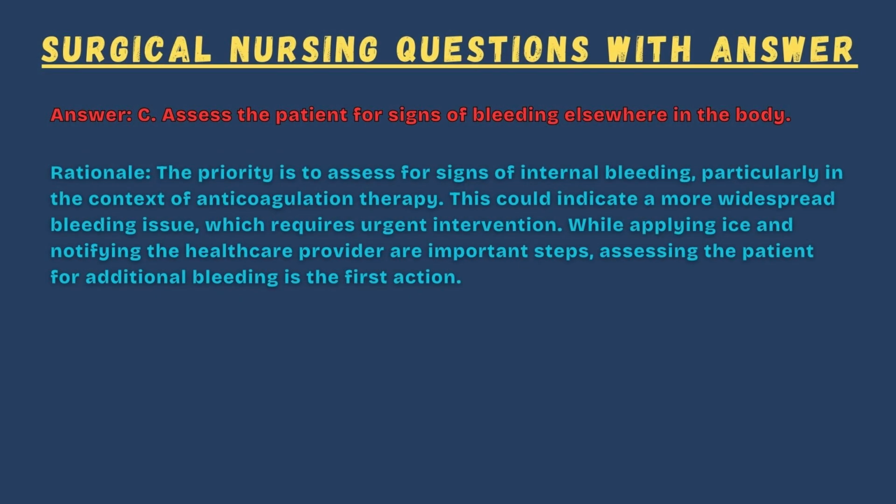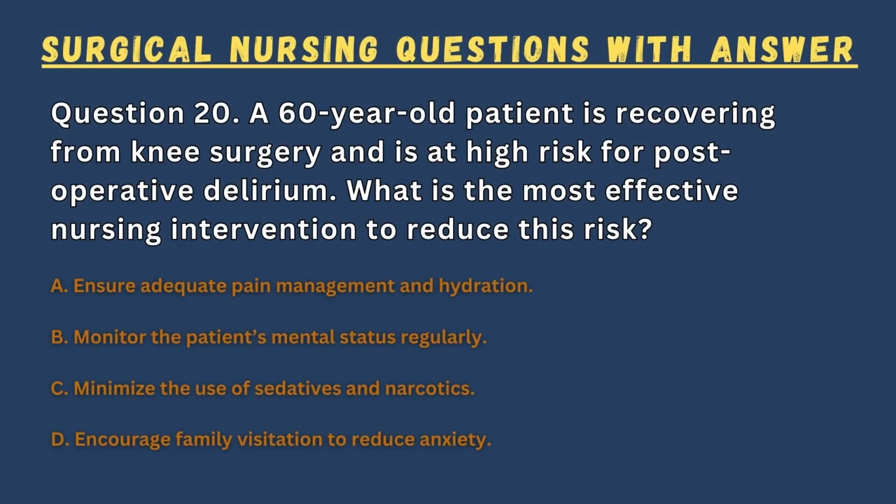Answer: C. Assess the patient for signs of bleeding elsewhere in the body. Rationale: the priority is to assess for signs of internal bleeding, particularly in the context of anticoagulation therapy. This could indicate a more widespread bleeding issue, which requires urgent intervention. While applying ice and notifying the healthcare provider are important steps, assessing the patient for additional bleeding is the first action.